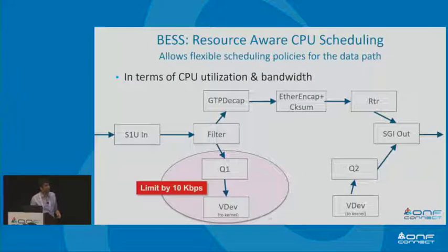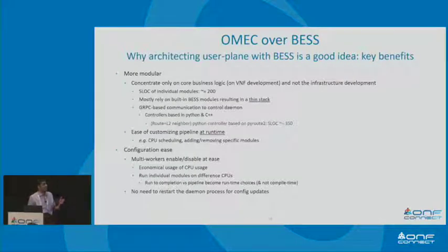So in the above example, GTP decap was not a built-in module. We had to write it from scratch. Modules such as these only span anywhere between 200 to 500 lines of code. So this results in an overall thin stack, which makes the entire stack very developer friendly and very easy to understand. The controllers, as I mentioned, can be written in Python or Go or even C++.